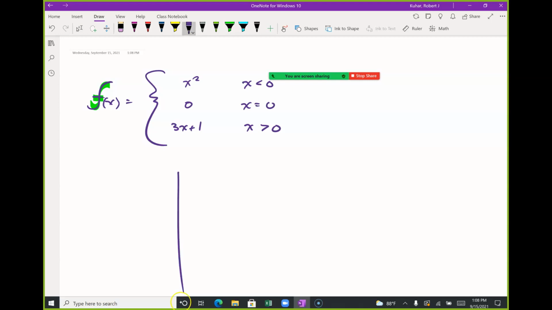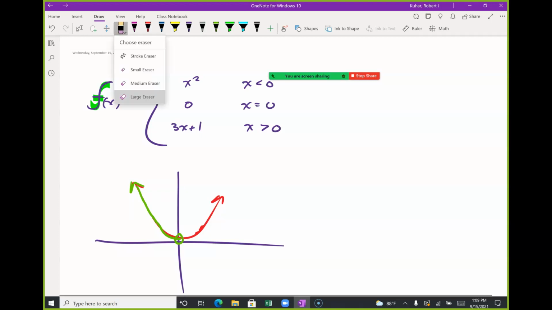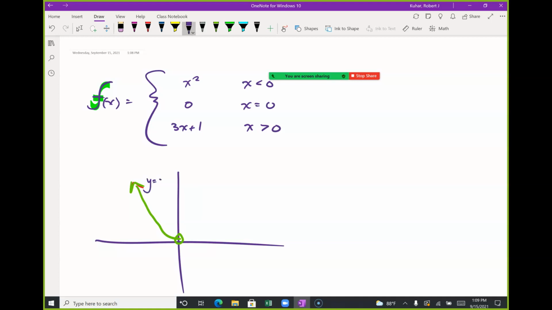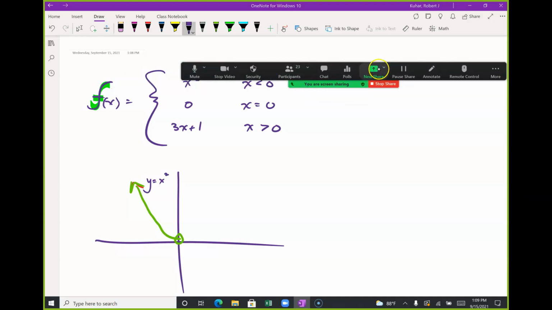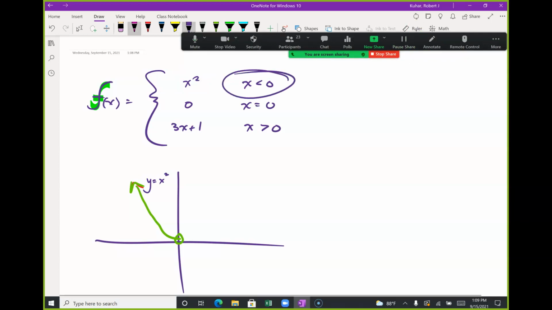And so certainly I know what x squared looks like, right? But it should be pretty clear that I only want this piece, right? So the red piece is not there. So there's my y equals x squared. So you certainly can graph the whole thing and then realize what part you have to erase based on your domain. Right? Based on your domain.